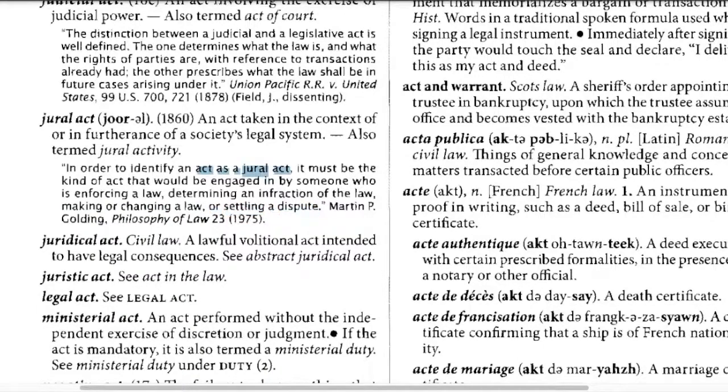So an act is a jural act. It must be a kind of act that would be engaged in by someone who is enforcing a law, or determining an infraction of the law, like maybe a magistrate, or making or changing a law, a legislator, or settling a dispute, which could be any kind of a judge, really. Philosophy of Law, Martin P. Golding, 1975. All right, so now we learned about jural and jural acts and those that are taken to jural activities. Let's continue.